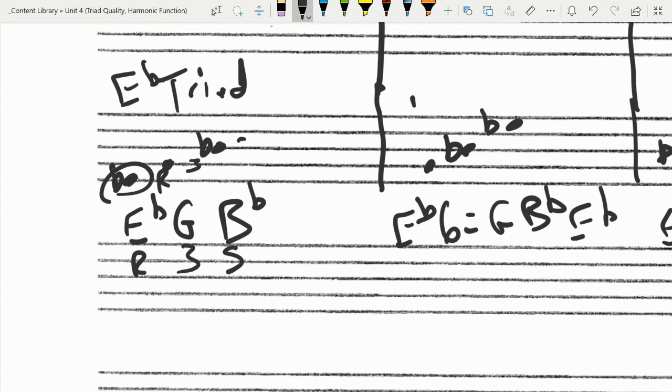Here's the root, third, and fifth. We take the root and we move it up the octave. Now the third is in the bottom: 3, 5, root. So that would be an E flat chord.